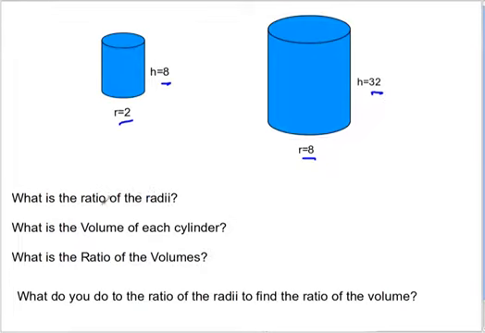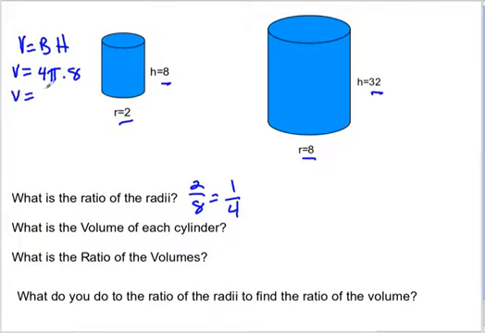So the first question here is, what is the ratio of the radii? So the ratio would be 2 to 8. And let's simplify that. So the ratio is 1 to 4. So the next question here is, what is the volume of each cylinder? So let's do a quick calculation here. So remember, volume is area of the base times the height. Area of the base would be pi r squared. The radius is 2. 2 squared is 4. So 4 pi times the height of 8. And that would make this 32 pi.